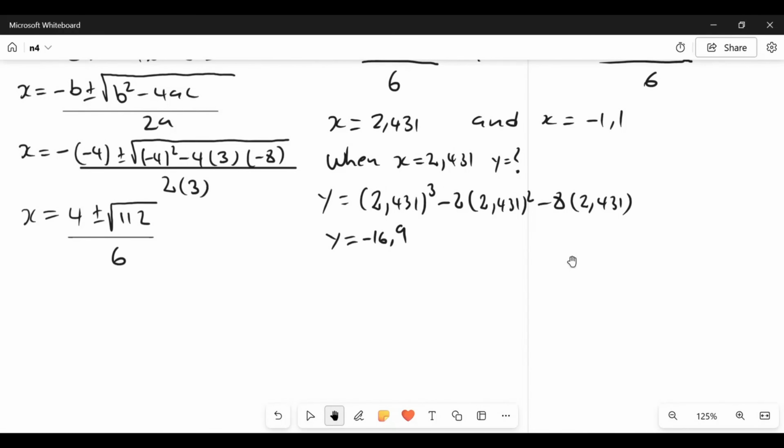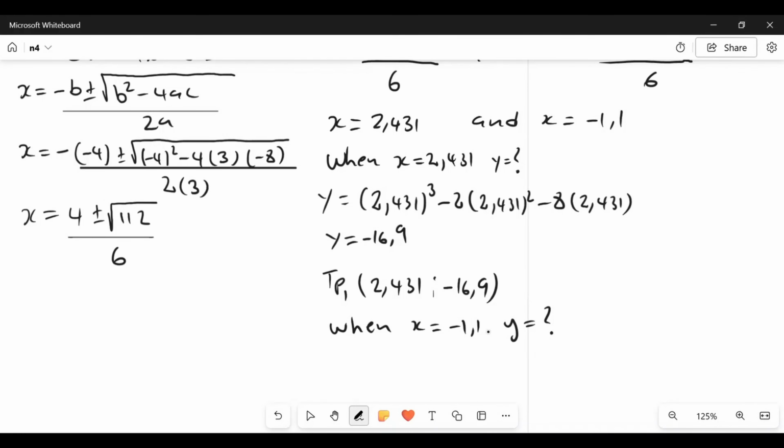So we can call this one turning point 1. Let's call it TP1. So x is going to be 2.431, y is negative 16.9. There we go, so this is our turning point 1 when x is 2.431. But when x is equal to negative 1.1, what is our y? There we go, so very simple.